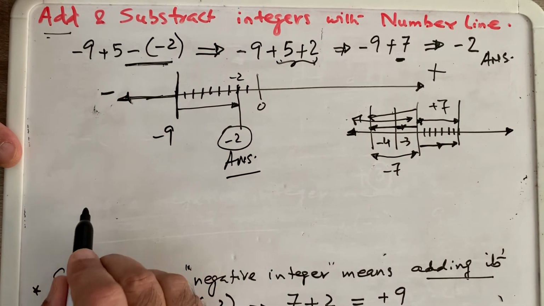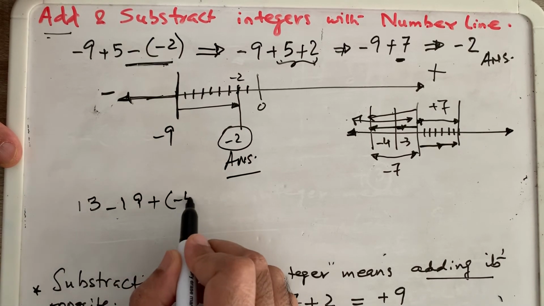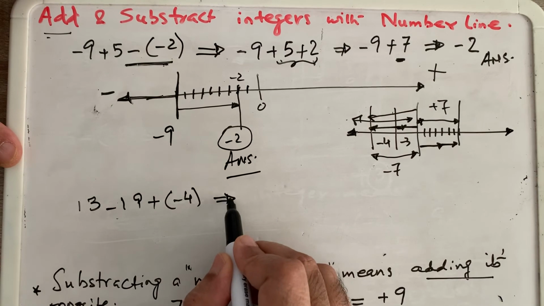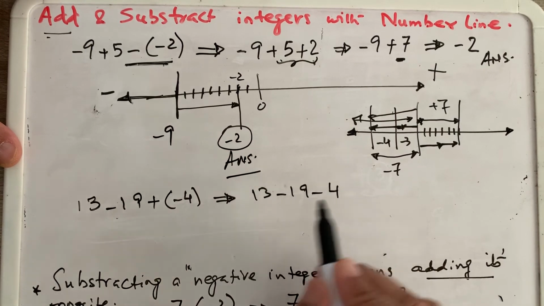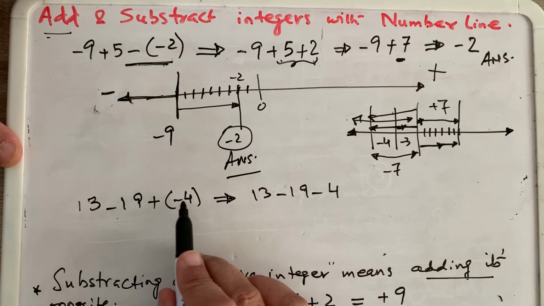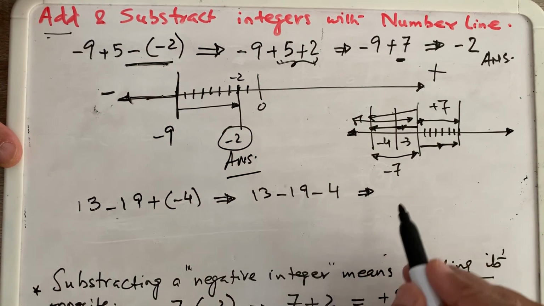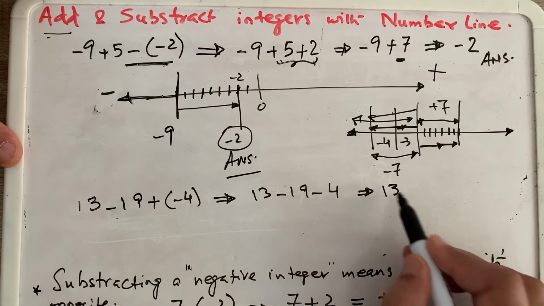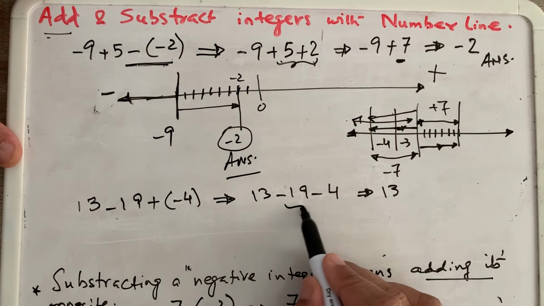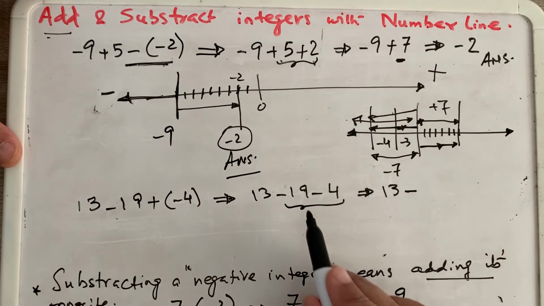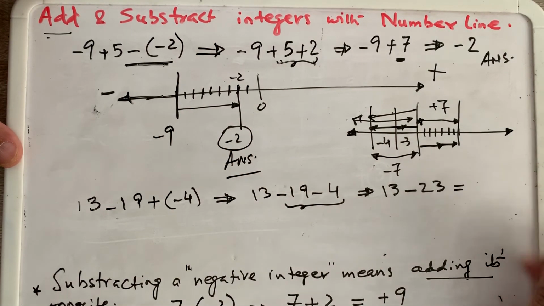Let's take another example. So 13 minus 19 plus minus 4. Here I am adding a negative integer again. And this means that I can write it as 13 minus 19 minus 4. Adding a negative integer means subtracting that number, right? So I am subtracting that number. Here if I learn the rule and I apply the rule, 13 remains 13. But 19 to the negative side and 4 to the negative side. That means they are in the same direction. So I have a total of 23 of negatives, right? 23 of negatives, but 13 is positive, right?